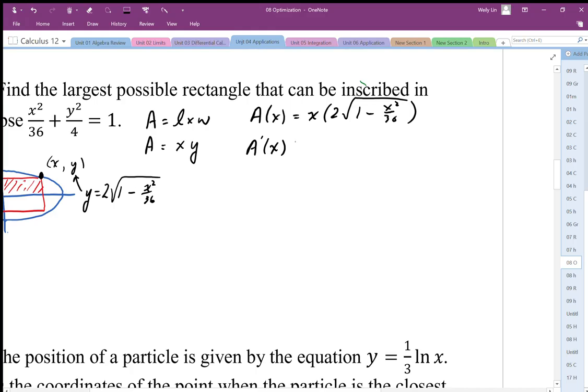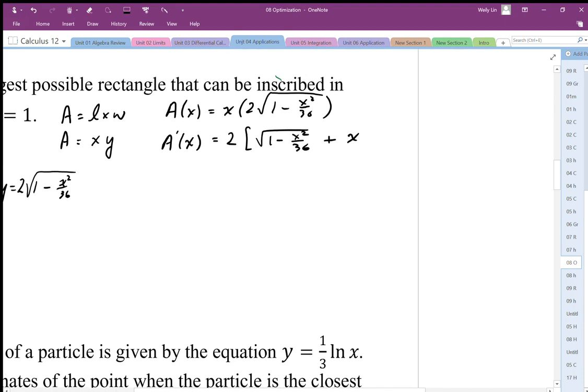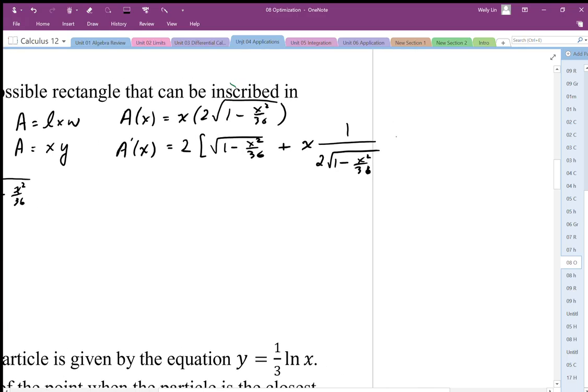So I'm just going to pull the 2 out. So I end up with square root of 1 minus x squared over 36 times 1, plus x times the derivative of the square root function, which is going to be 1 over 2 square root of 1 minus x squared over 36. Okay, I'm then going to multiply using the chain rule, so I'm going to end up with negative 2 over 36 x, and there's my expression for my derivative.